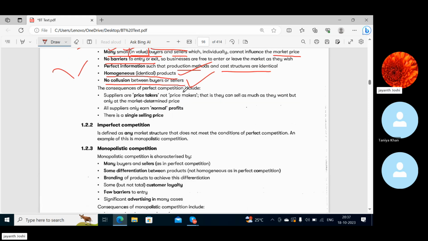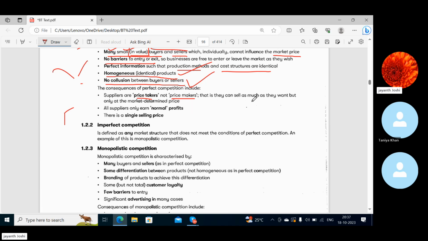The consequences of perfect competition include suppliers being price takers here, not price makers. As I told you, buyers have some edge here, right? Unlike the monopoly, where the suppliers are price makers, here suppliers are price takers. What buyers are bargaining and what pressure buyers are putting on suppliers, that is the price at which the sellers would be selling. So buyers' pressure is very much evident in this kind of market. Suppliers are price takers, not price makers.